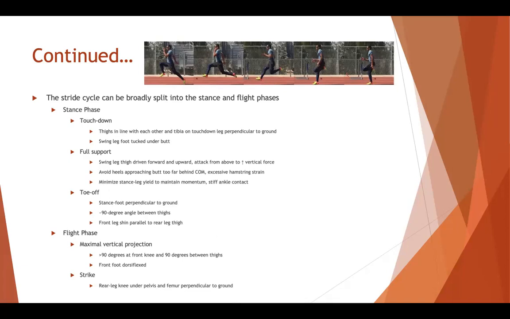The flight phase consists of maximal vertical projection, when the hips are at the highest, and strike, when the athlete is approaching the ground to strike down. During maximal vertical projection, the front knee should be slightly greater than 90 degrees, and the front foot dorsiflexed, both allowing for proper foot placement and therefore force production, downwards and backwards. During the strike, the rear leg knee should be under the hip and the back femur perpendicular to the ground.